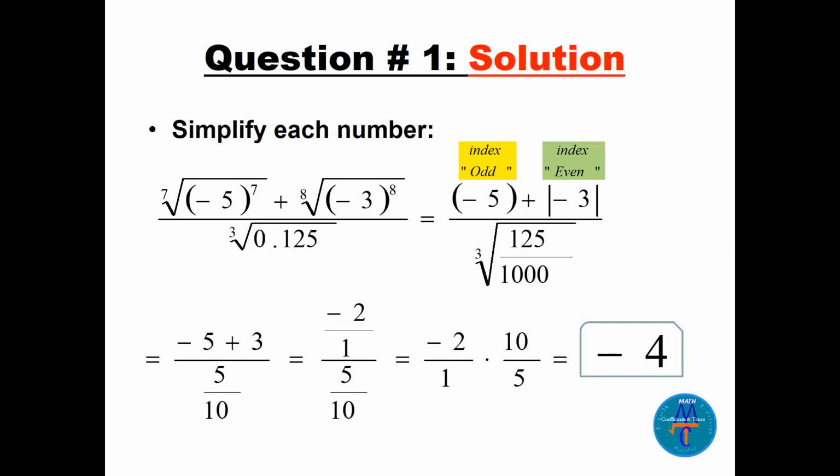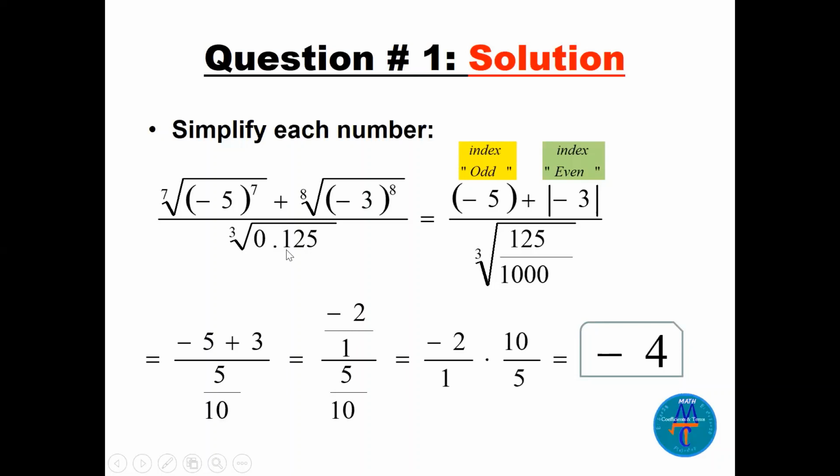Okay, let's see now. The first one, since we have the 7th root of something to the power 7, the answer here is minus 5. The index is odd. See, this is the index here. 7 is odd. This index here, 8, is even, so it will be the absolute value of minus 3. Remember here, the power should be the same as the index to write the final answer. So this is minus 5, no absolute value. Here, if the index is even, we have to put absolute value of minus 3.